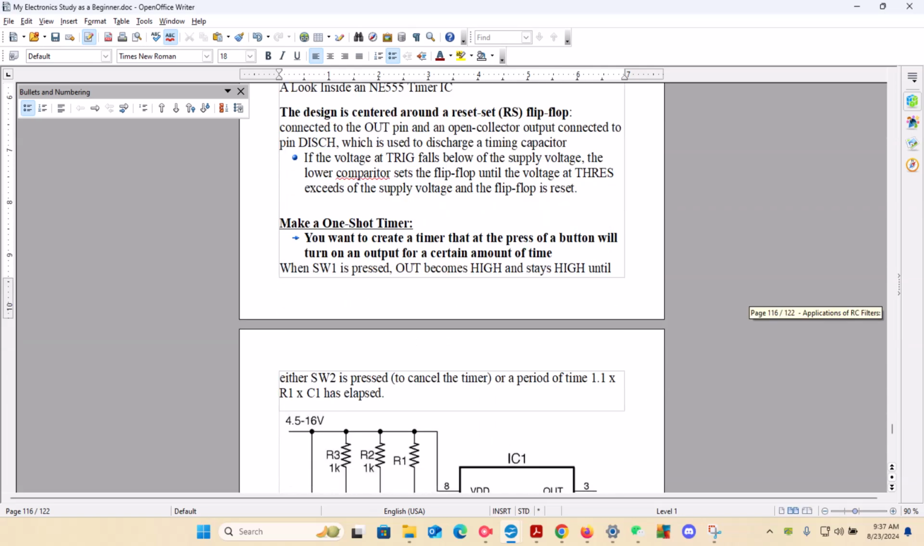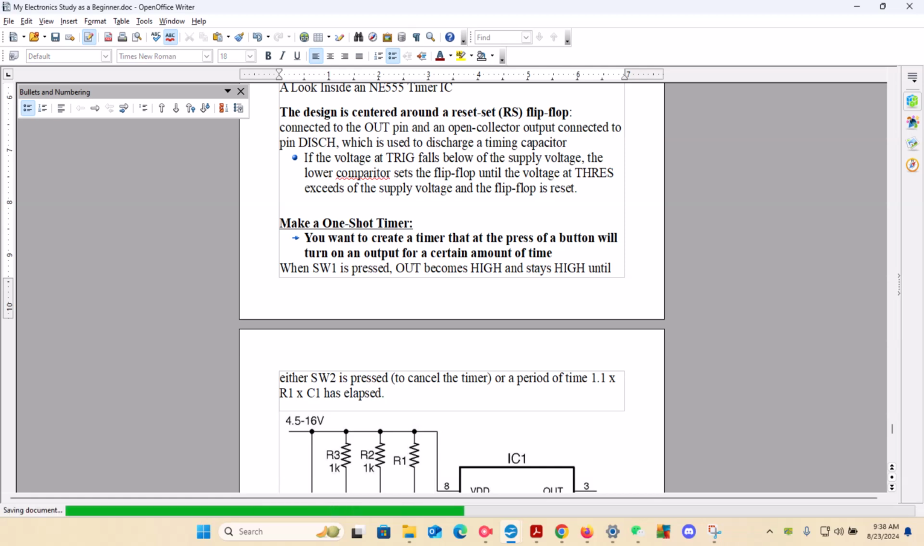Now, when we consider making a one-shot timer, you want to create a timer that at the press of a button will turn the output on for a certain amount of time. When SW1 is pressed, the out becomes high and stays high until either SW2 is pressed to cancel the timer, or a period of time of 1.1 times R1 times C1. Remember, this is R and C. These are multiplied together, okay?